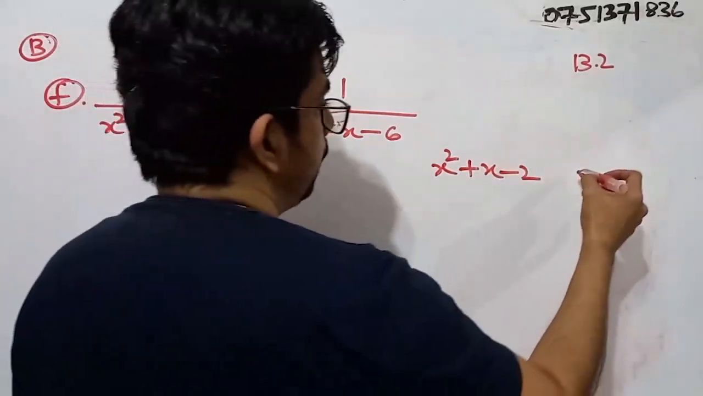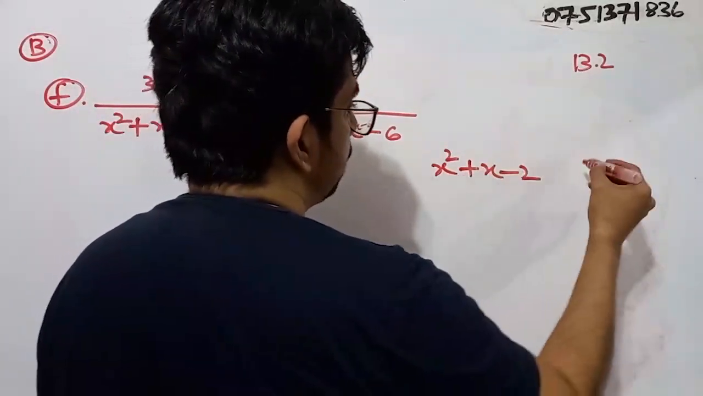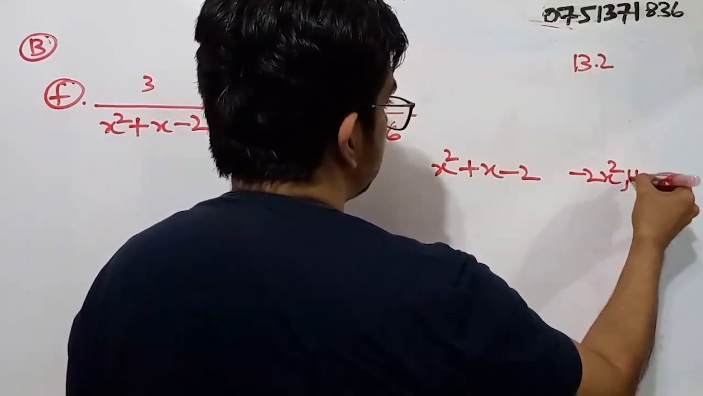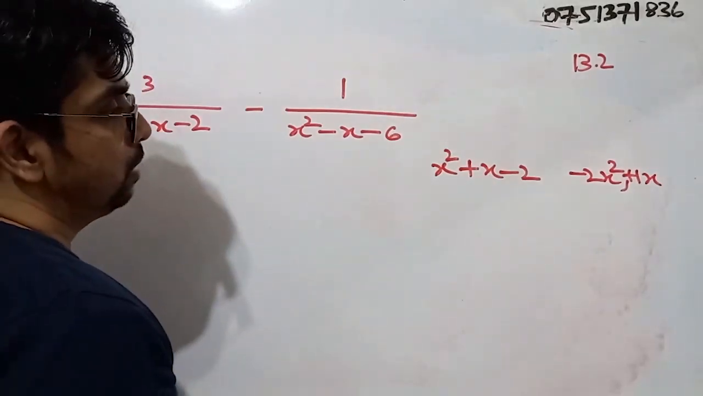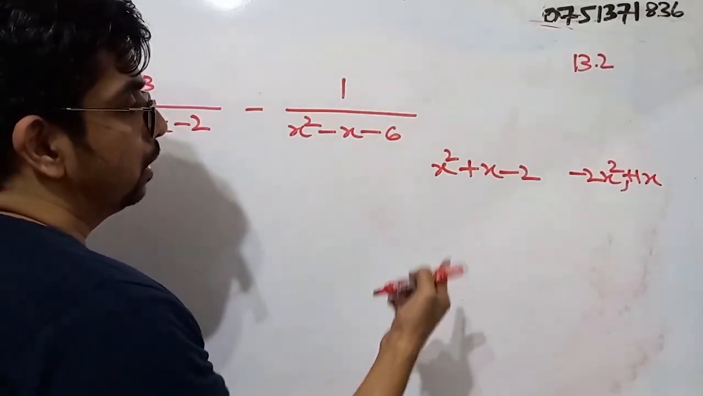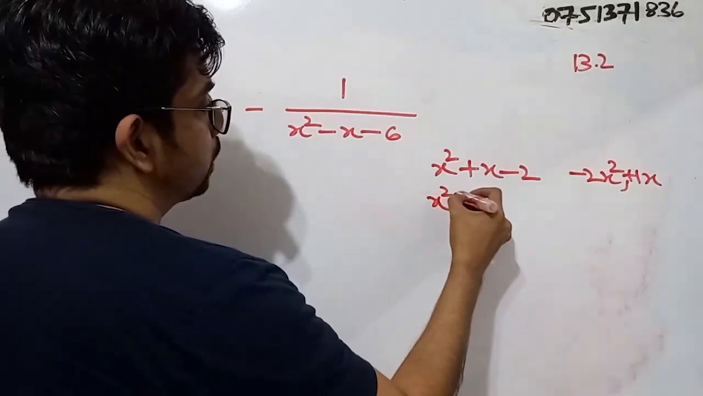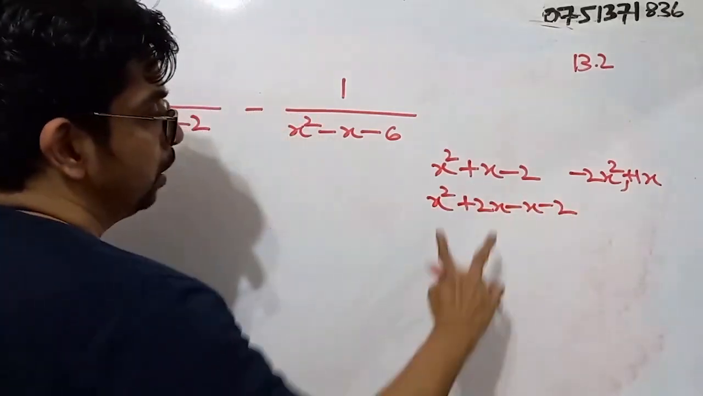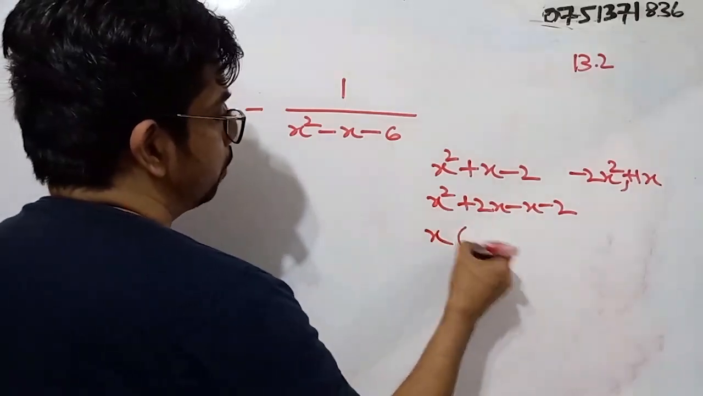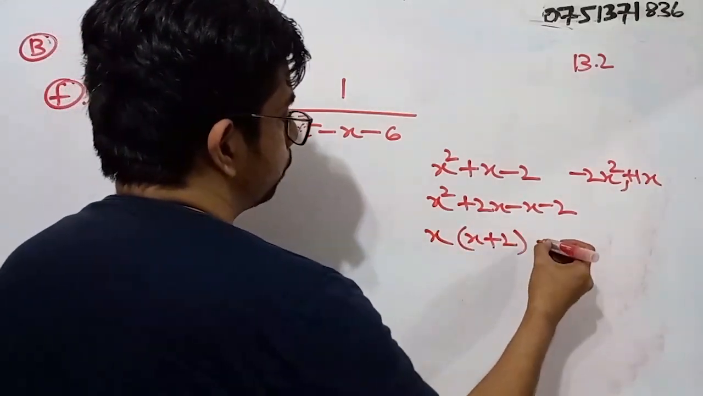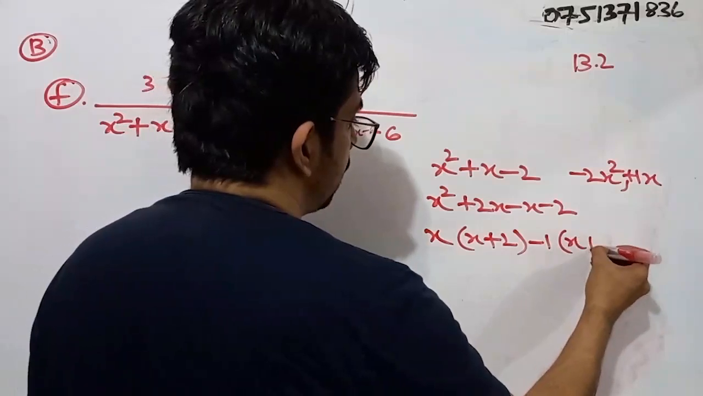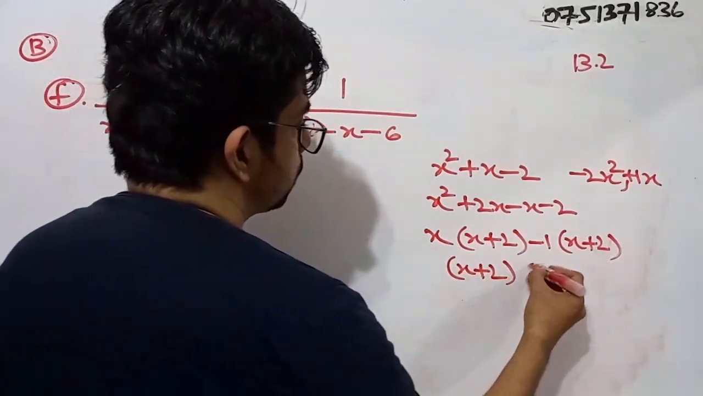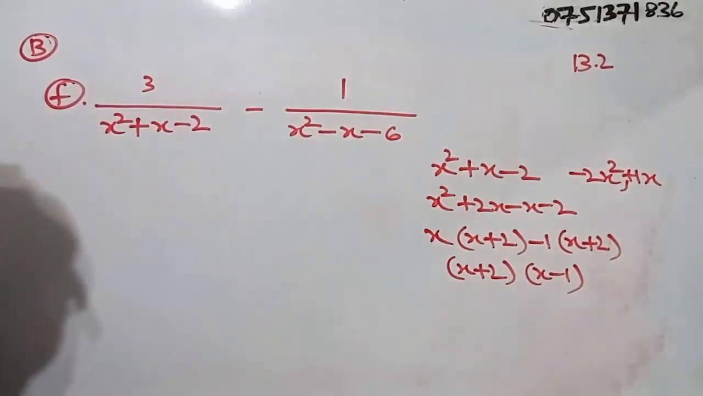Okay, so that means when we multiply the first term and the last term, we get negative 2x squared and the middle term is 1x. It is also positive. So that means we have to consider 2 into 1, and 2 should be positive. So x squared plus 2x minus x minus 2. Consider these two terms, common factor is x. What goes inside? X plus 2. Minus 1, what goes inside? X plus 2. Then we have what? X plus 2 and x minus 1 as the two factors.